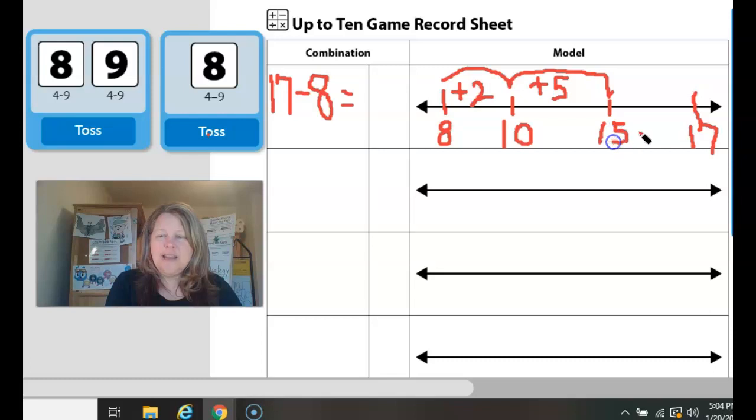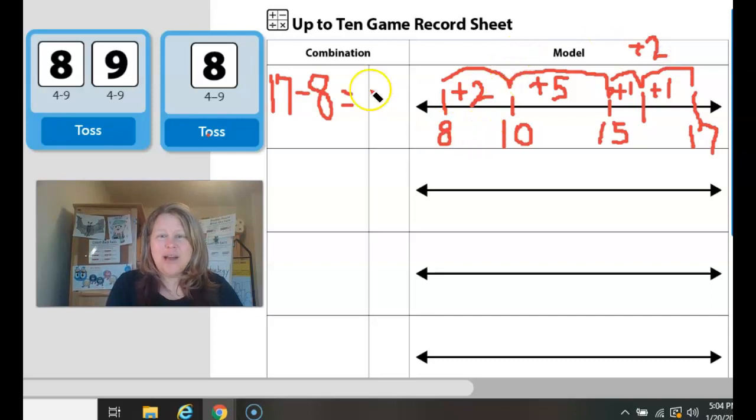Okay, and then how much farther to get to 17? Let's see, 16, and then this line is already here for 17. So that is 2 jumps of 1. So I'm going to put plus 1, and you can be writing this too, and also plus 1. Some of you, if it's okay with your teacher, you could also do a plus 2 jump here instead of 2 plus 1s. That would probably be okay.